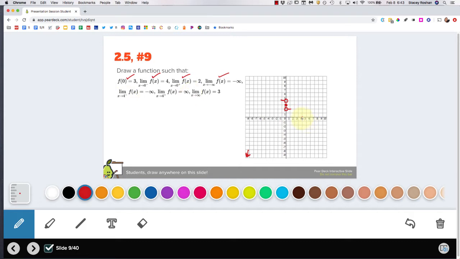So at an x value of 4, we're going off to a y value of -infinity, and that was from the left. From the right, we're going off to +infinity. So from the right, we're going off to positive infinity. And then the limit as x approaches infinity is 3.